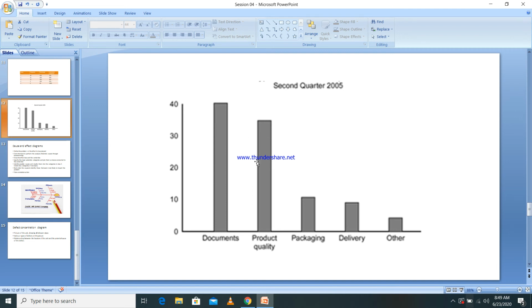Right, so when it comes to this process, they have drawn this Pareto diagram for the second quarter in 2005. In this case, we can see most of the time they are having problems with the documents, and again with the product quality. So these two are the major problems in their process, right? But here, if you look at the y-axis, they have used just the frequency.